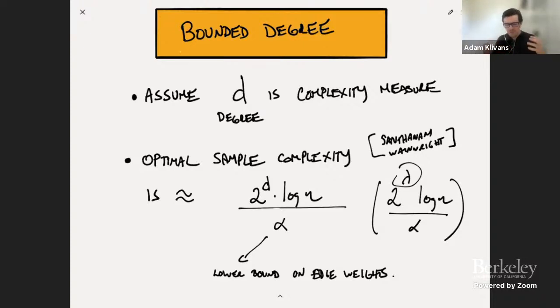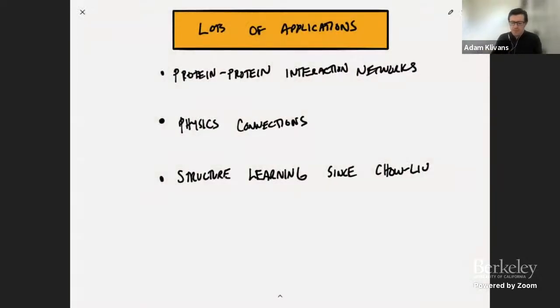So that's sort of been the standard way of considering structure learning for Ising models. And as I said, there are actually a lot of applications for structure learning. The one that's frequently cited is when you're trying to understand protein-protein interaction networks in biology. There are many connections to statistical physics and also to learning the Hamiltonian in quantum computing. It's related to the quantum version of this problem.